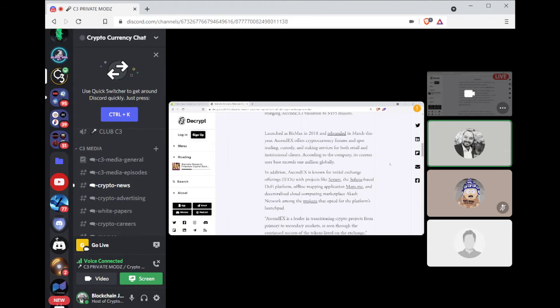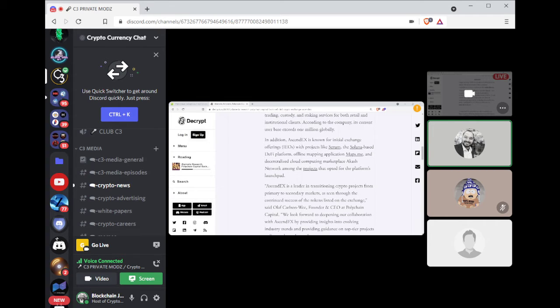Launched as BitMax in 2018 and rebranded in March this year, AscendX offers cryptocurrency futures and spot trading, custody and staking services for both retail and institutional clients. According to the company, its current user base exceeds 1 million globally. In addition, AscendX is known for initial exchange offerings, IEOs, with projects like Serum and Solana-based DeFi platforms, offline mapping applications, maps.me, and decentralized cloud computing marketplace Akash Network, among projects that opted for the platform's launchpad.